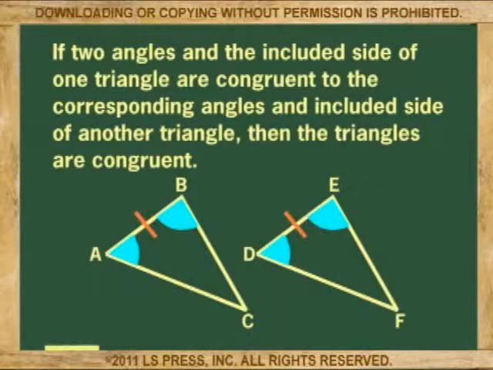If two angles and the included side of one triangle are congruent to the corresponding angles and included side of another triangle, then the triangles are congruent.